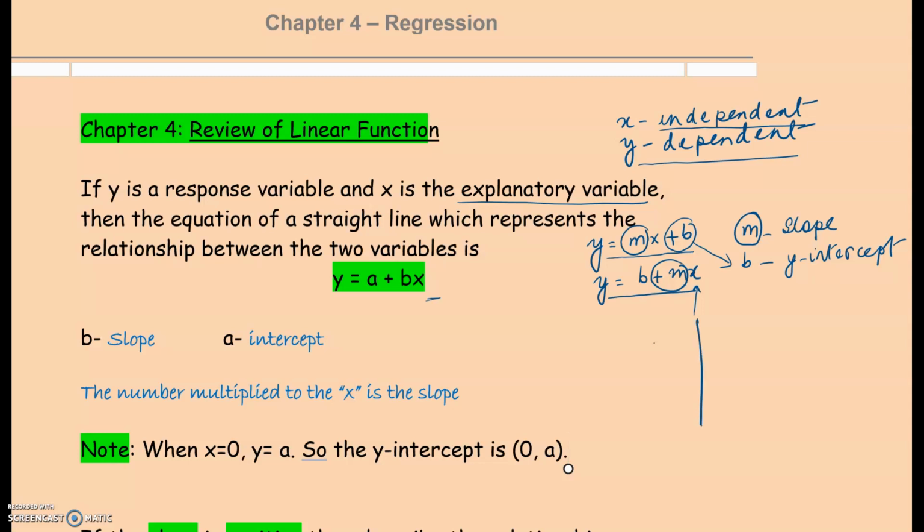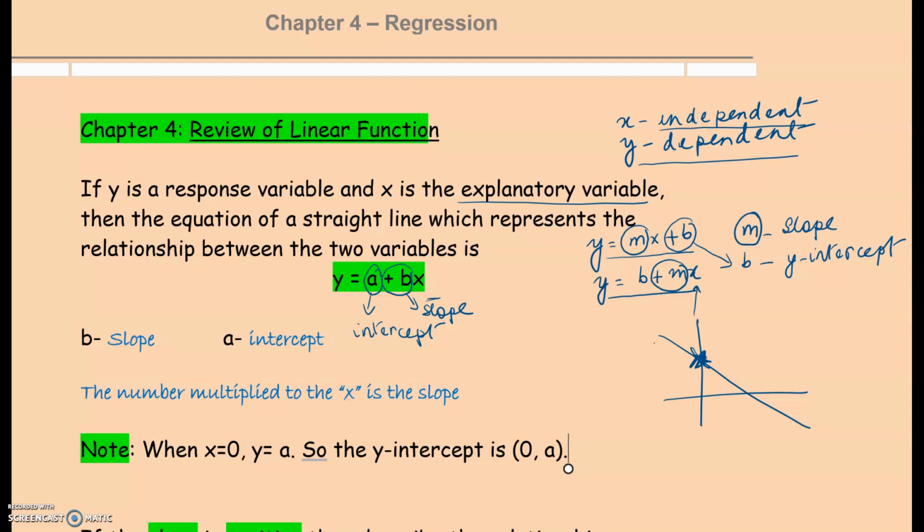Now, if you remember from algebra, the y-intercept is the point at which the straight line crosses the y-axis. In this case, we have y equals a plus bx. It doesn't matter what letters we use to denote the slope and the intercept, as long as you remember that the number multiplied to the explanatory variable is the slope, and the other number is the intercept of the straight line.